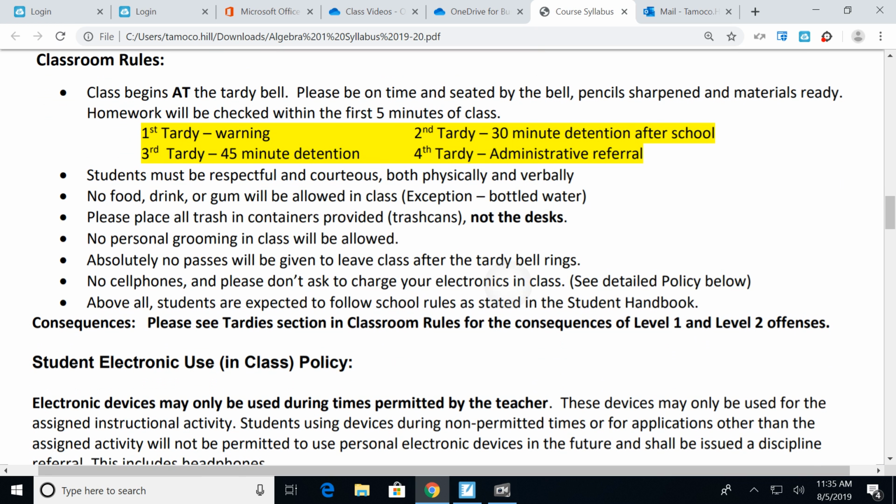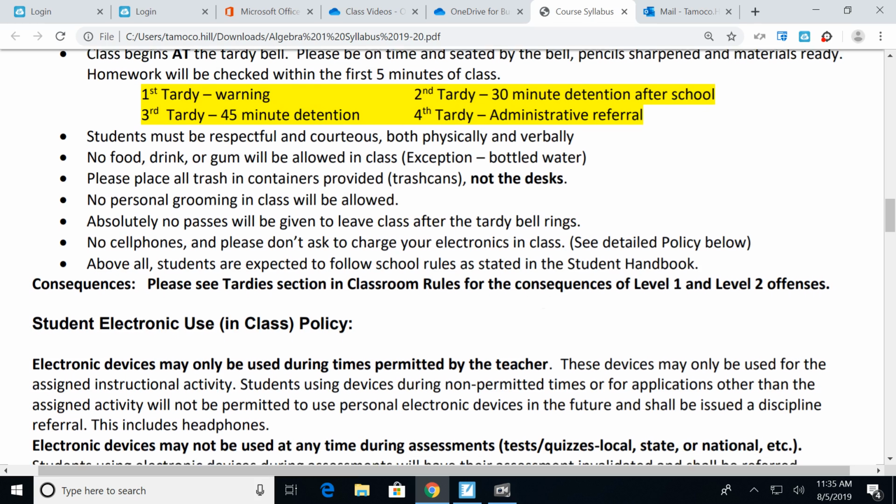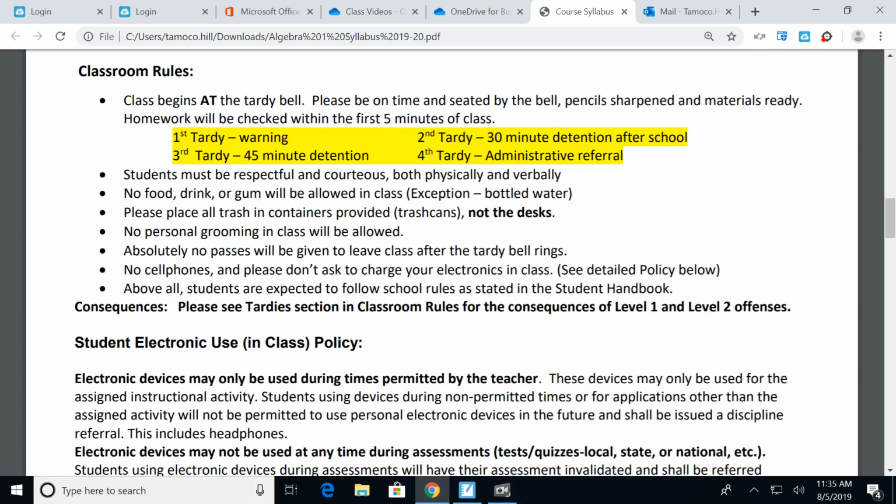What do you mean? You don't have to have a phone to access Edmodo. You can access it on the computer. All right?